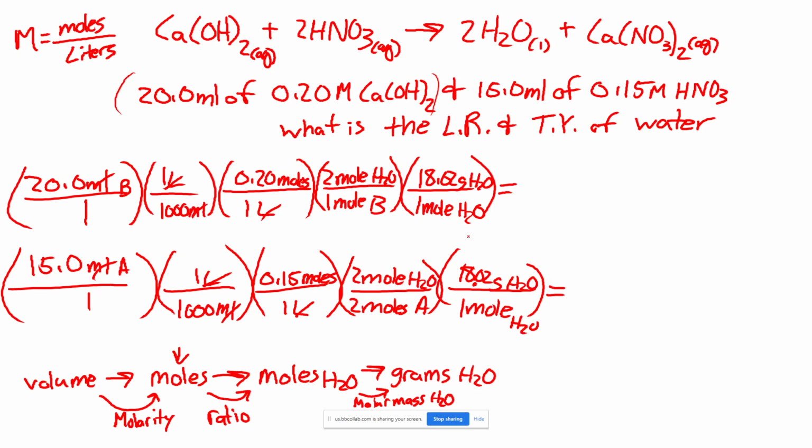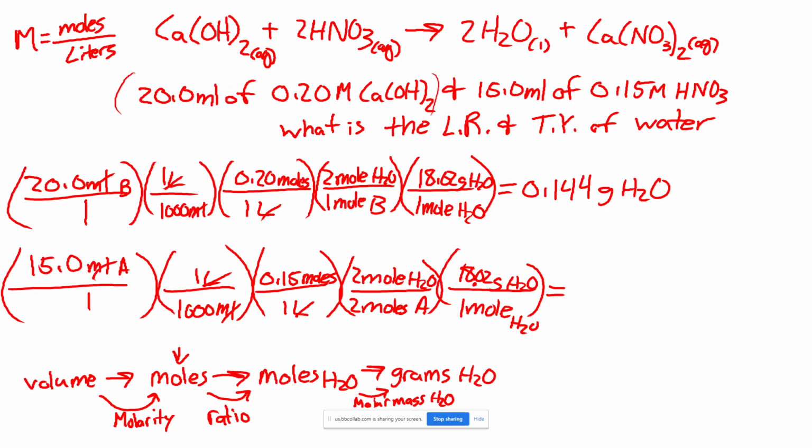we get 0.144 grams of H2O. Technically, with sig figs, it'd just be 0.14, but I'm not super worried about being that accurate with sig figs at this point. And then for the bottom one here, 15 divided by 1,000 times 0.15. The times 2 divided by 2 is going to cancel each other out, so I'm just not going to bother with that.